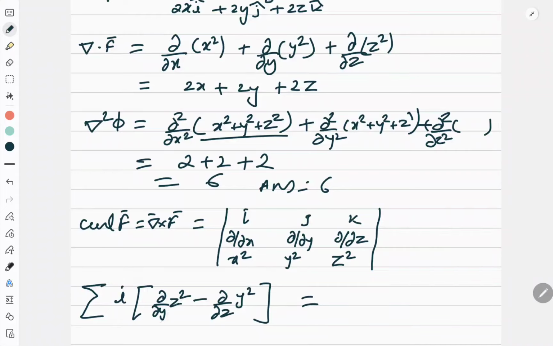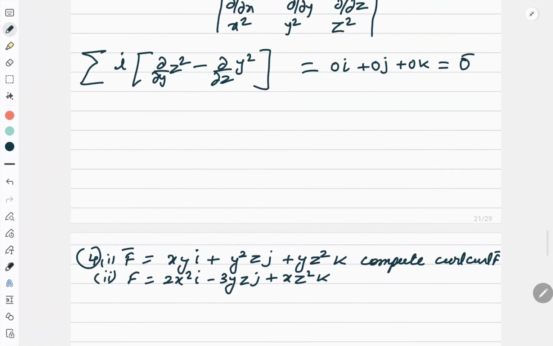Now, what is ∂/∂y of z²? 0, and this is also 0. So basically you will get 0i plus 0j plus 0k, which is nothing but the 0 vector. And thus the given function f is irrotational. Remember, if curl is 0, it is irrotational. If divergence is 0, it is solenoidal. Okay. Now let's move to the next question.